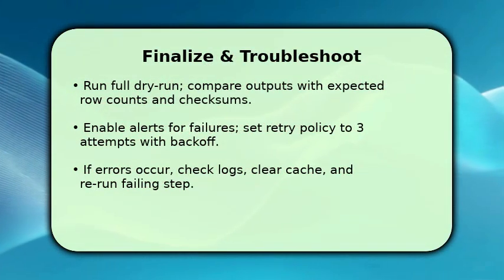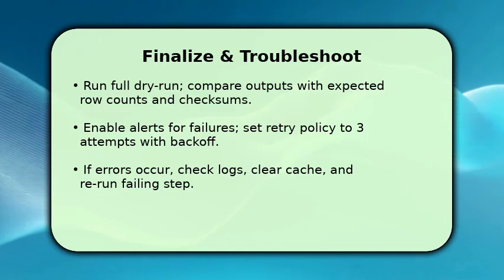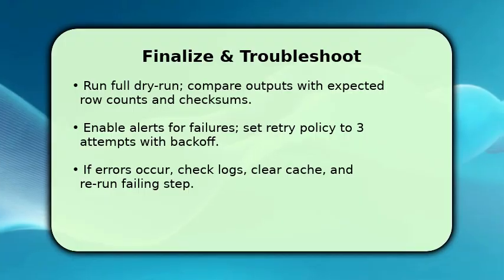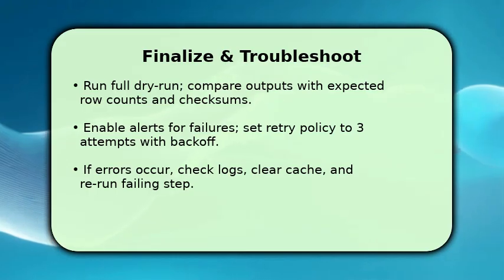To finish, perform a full dry run and validate outputs against expected row counts and checksums so you know results are correct. Once validated, enable alerts and set a retry policy. 3 attempts with exponential backoff works well, so transient issues don't block you.